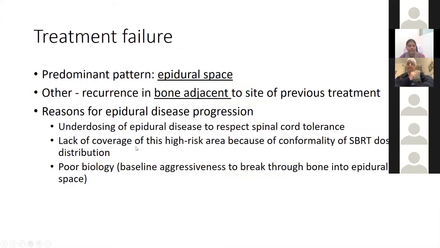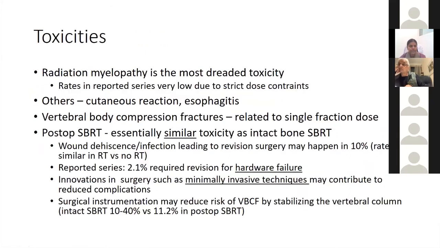The most common site of failure is the epidural space. So that is something that we have to account for during our planning process.